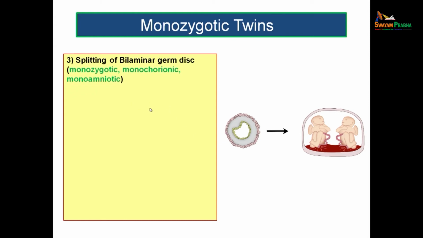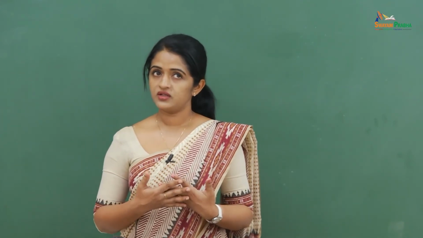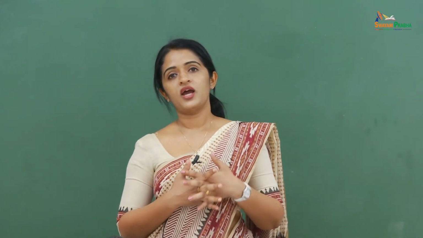If the splitting is happening after the formation of bilaminar germ disc, we have already discussed that the inner cell mass is already formed in the previous case. But the inner cell mass, if it is getting differentiated into bilaminar germ disc, at this stage if the splitting happens, you will be getting monozygotic, monochorionic and monoamniotic. Why you are getting monoamniotic?